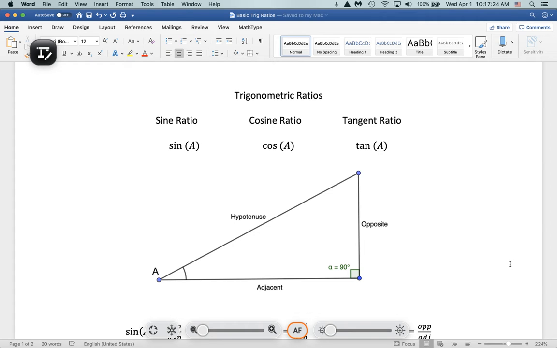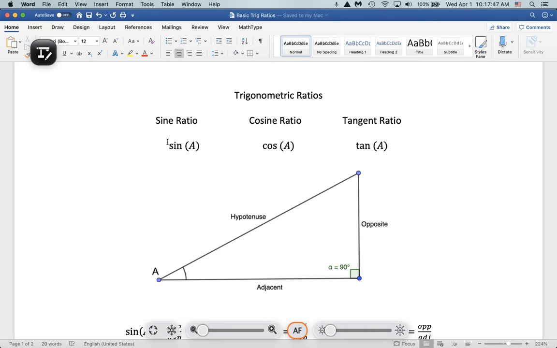Welcome, students. Today we're going to learn a new concept about trigonometric ratios. Trigonometric ratios basically always deal with the right triangle, so it's very important that you see a triangle that has a right angle in it. Now, we have three basic trigonometric ratios. One's called the sine ratio, one's the cosine ratio, and one's the tangent ratio.